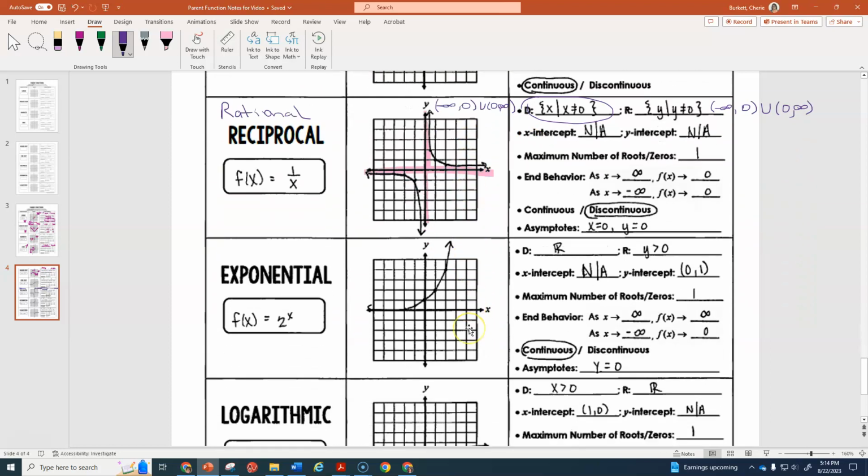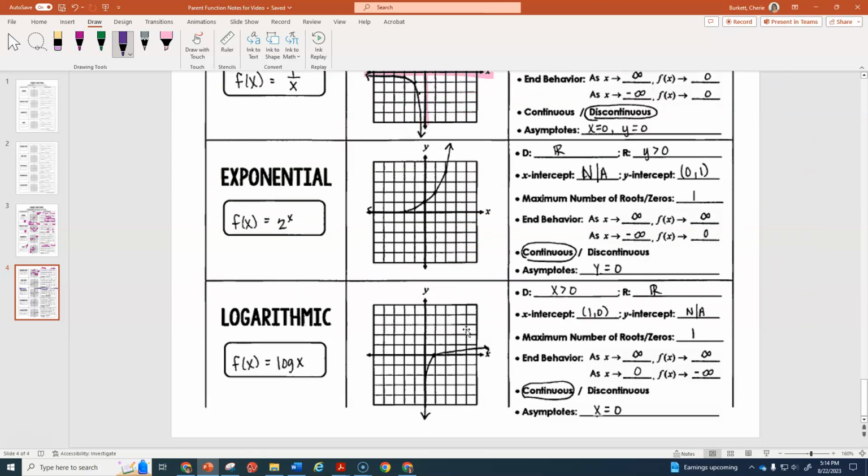The last 2 are exponential and log. Exponential, you can't see it because this graph is kind of messed up, so let me try to change it. It looks like right there that it stops, but it doesn't. It continues to go in this direction. Again, it's just really, really close to the x-axis. It is a solid curve.